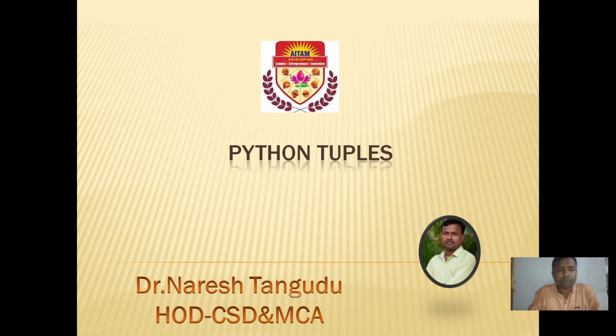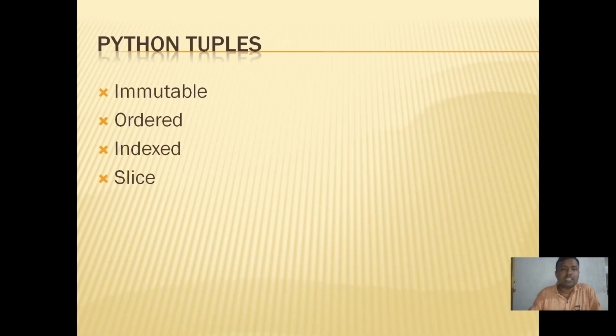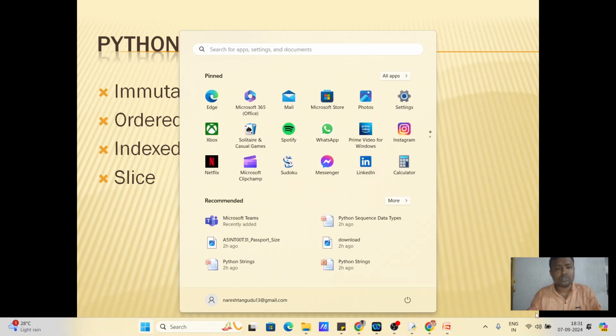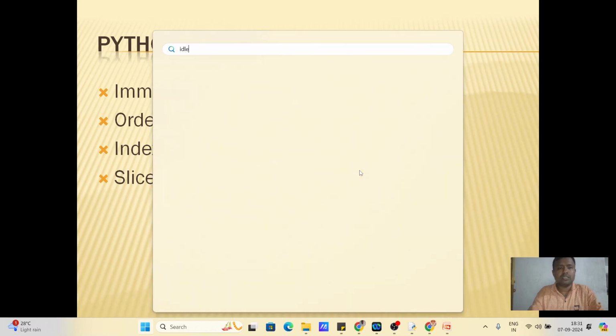Good evening. Today we will discuss another sequence data type in Python, tuples. Like list, tuple is also a sequence data type, but list is a mutable data type, whereas tuple is an immutable data type. Tuple is ordered, and you can perform the indexing operation, and then you can perform the slice operation also. Now let us see it practically.